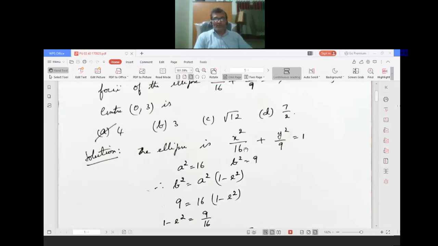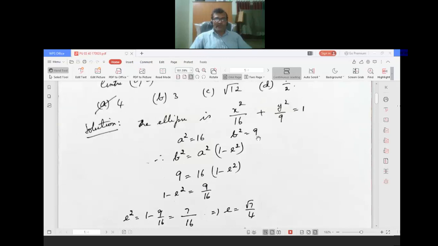It is given the equation of the ellipse is x squared by 16 plus y squared by 9 equals 1. Comparing with the standard form x squared by a squared plus y squared by b squared equals 1, a squared is 16 and b squared is 9. Now we know a squared and b squared, we have to find e, so we use the very important formula b squared equals a squared into 1 minus e squared. So 9 equals 16 into 1 minus e squared. 1 minus e squared is 9 by 16. So e squared is 1 minus 9 by 16, that is 7 by 16. So e is root 7 by 4.